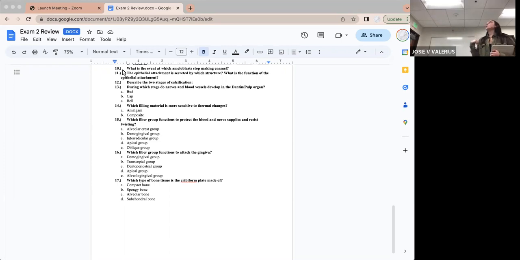Number 14, which filling material is more sensitive to thermal changes?